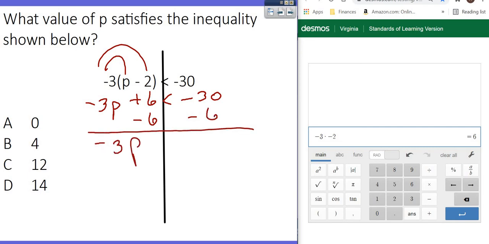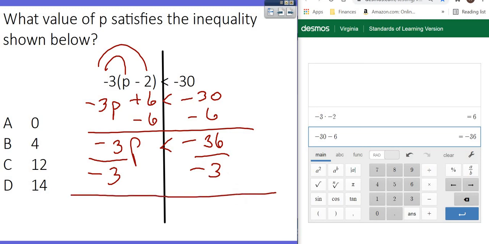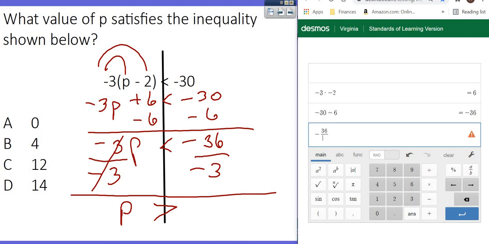We've got -3p is less than, and I will use my calculator, -30 minus 6 is -36. All right, and I am going to take this and divide it by -3. And what happens when you divide by a negative? You have to flip the inequality symbol. Don't forget that. And I'm going to use my calculator to take -36 divided by -3. And that gives me a +12.